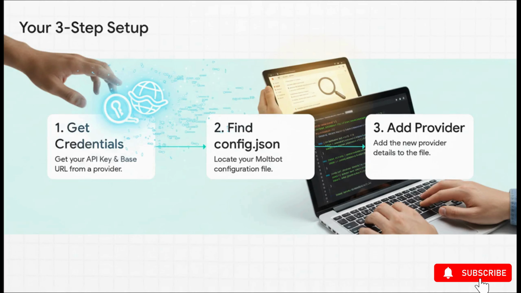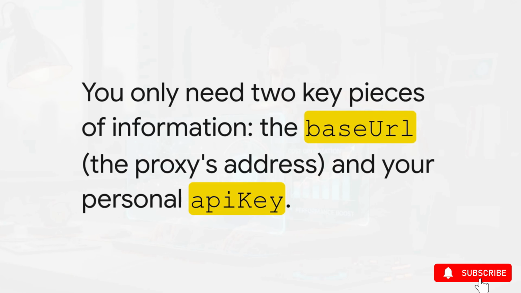The entire process really just boils down to these three simple steps. First, you get your credentials from a proxy provider. Second, you find that config file. And third, you just copy and paste those details in. That is literally it. And please don't get intimidated by the code. You only need to care about two little pieces of information: the base URL, which is just the web address for the proxy, and your personal API key. That's it. Those two things are your keys to the kingdom.